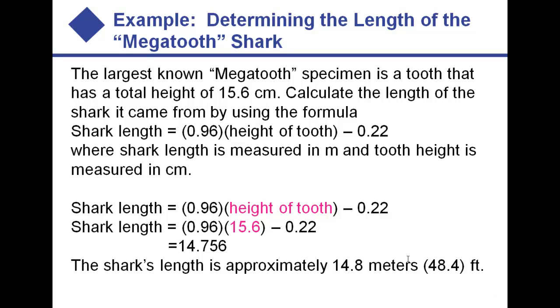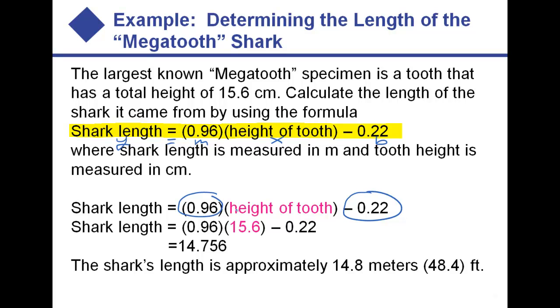Here's an example. The megatooth specimen. We can calculate the length of a shark it came from by using a very simple formula. The length of the shark is equal to 0.96 times the height of the tooth minus 22. You'll hopefully recognize this as y equals mx plus b, right? So it's a straight line. In this case, our slope is 0.96 and our b is negative 22.